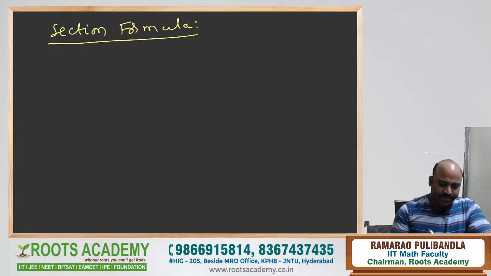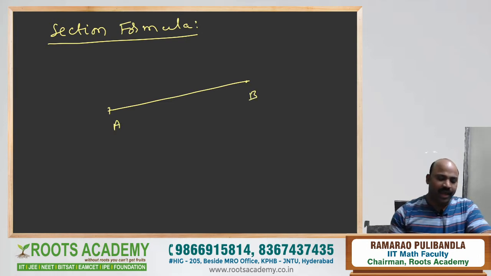So, here are points A and B on the line segment or on the line, we can take. These two points are divided by another point C in between A and B. This type of division is called internal division.